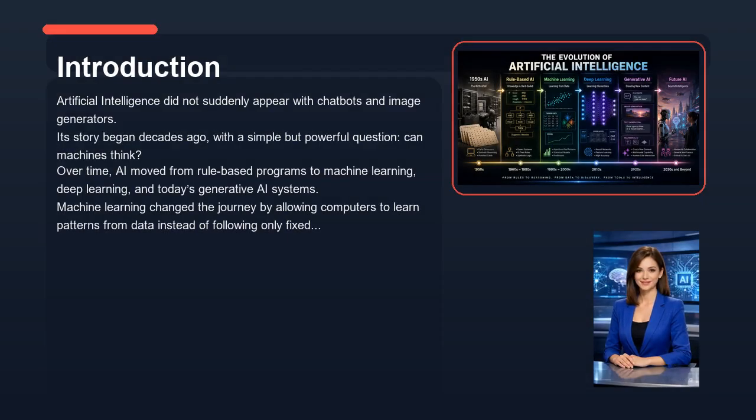Artificial intelligence did not suddenly appear with chatbots and image generators. Its story began decades ago, with a simple but powerful question: can machines think? Over time, AI moved from rule-based programs to machine learning, deep learning, and today's generative AI systems. Machine learning changed the journey by allowing computers to learn patterns from data instead of following only fixed rules. This evolution has shaped search engines, recommendations, healthcare tools, finance systems, robotics, and modern digital assistants.